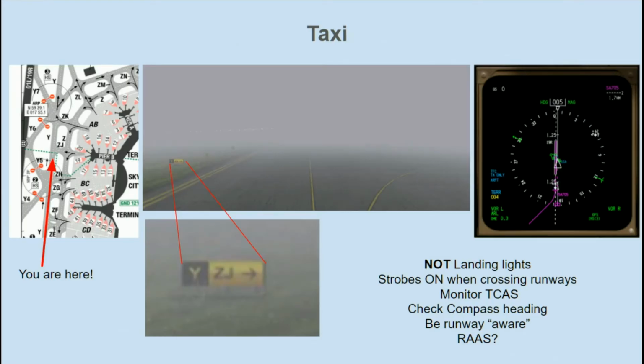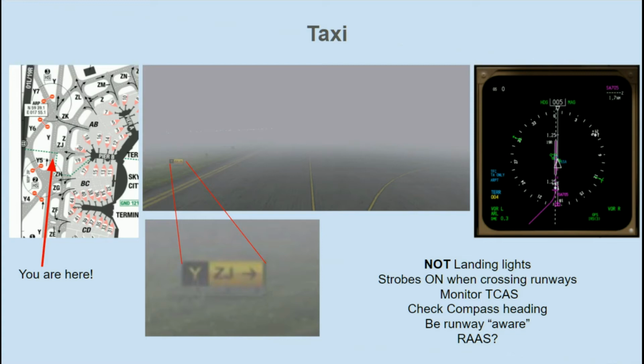Taxiing out can actually be the most challenging part of low visibility operations. One tip is to use the nav display to ensure that your compass heading agrees with where you should be going on the chart. Make sure also that you understand what taxiway signage is telling you. The inverse Yankee here in the picture shows that you are on the Yankee taxiway approaching taxiway Zulu Juliet. Switch on your TCAS early so that you've got some feel for aircraft coming in and departing on other runways. And of course you may have RAAS as well.